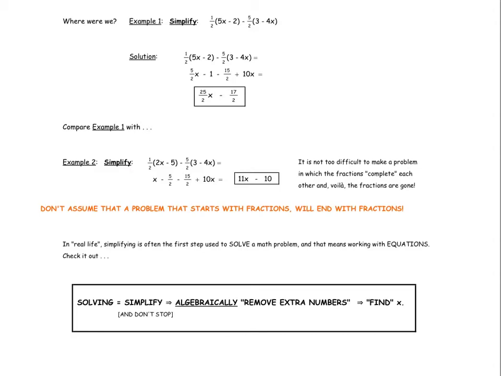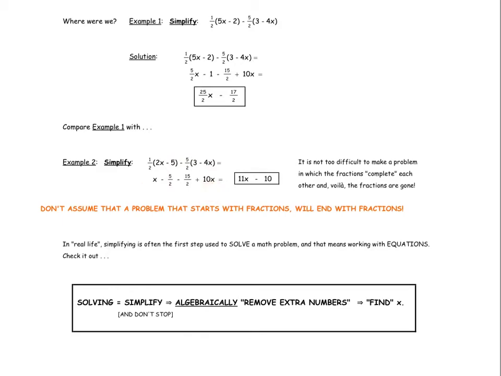If you'd like, pause the video and compare example 2 to example 1 and see if you can find the difference. Notice I started by writing the equal sign for you, although when it first appears, the equal sign won't be there. I distributed. I opened up the parentheses to see my like terms.